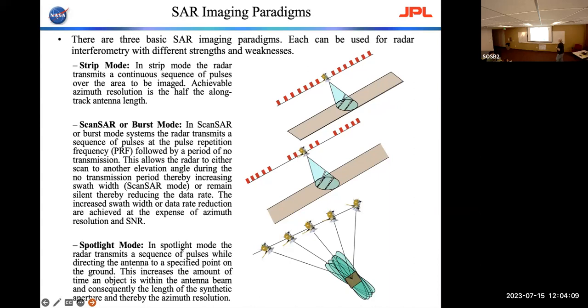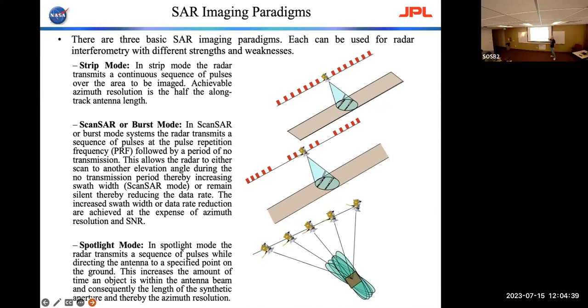All right. What do I lose? What's my penalty? You're close. I don't get continuity. I lose coverage. If I'm going to stare here, that means I'm not looking there and I'm not looking there. So I'm getting gaps in the data. I get azimuth resolution at the expense of coverage. Again, nothing's for free. I have to pay for it.